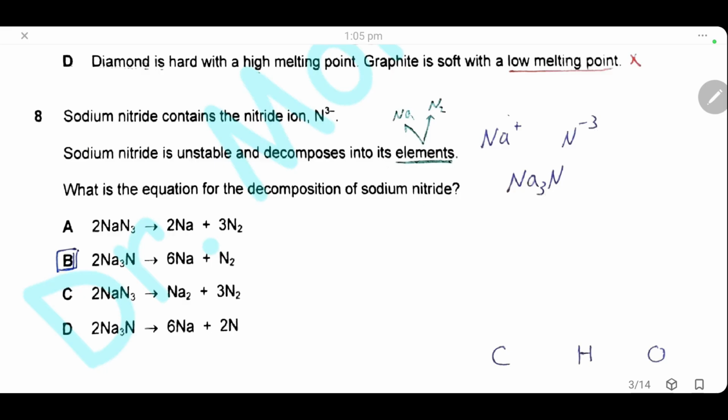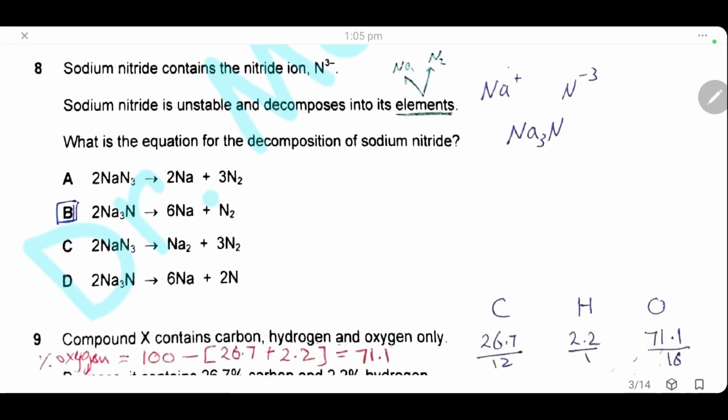The elements contributing to forming sodium nitride are sodium and nitrogen. So we will search for an equation in which sodium nitride decomposes to form sodium and nitrogen gas, and then check the correct balance of the equation. So the answer is B. Here we have 2 multiplied by 3. It's 6 for sodium and 2 for nitrogen. The correct answer is B.